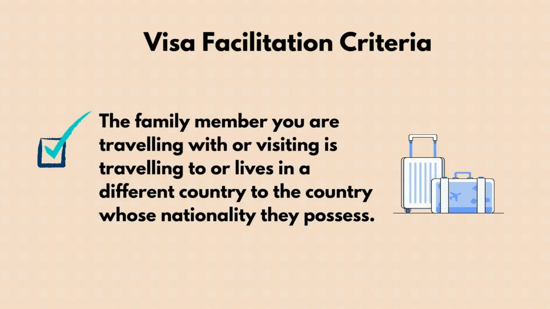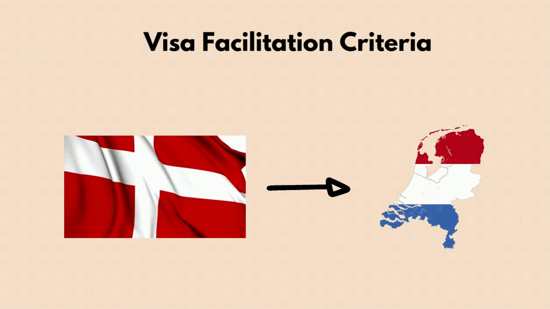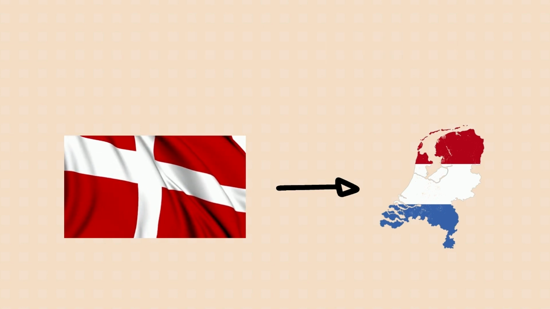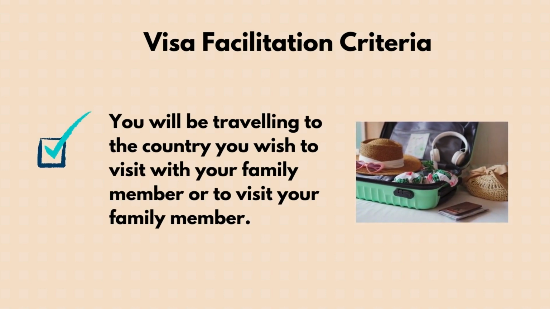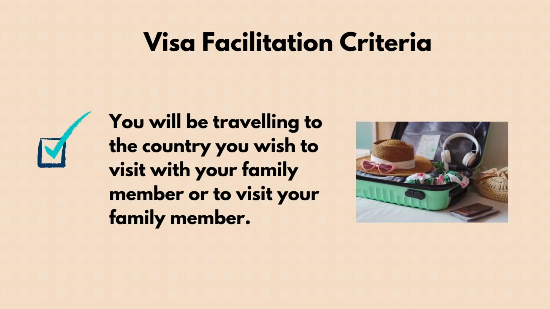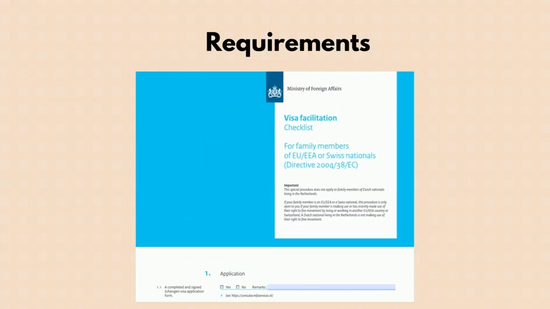The next criteria is the family member you are visiting or traveling with lives in a different country to the country whose nationality they possess. So for example, your husband or your family member is, let's say, from Denmark and he is a resident of the Netherlands. And the third one is you will be traveling to the country you wish to visit with your family member, or you would like to visit your family member who is in that particular country, and in this case, it's the Netherlands. Once you fulfill all those 3 criteria, then you can proceed with your visa facilitation application.